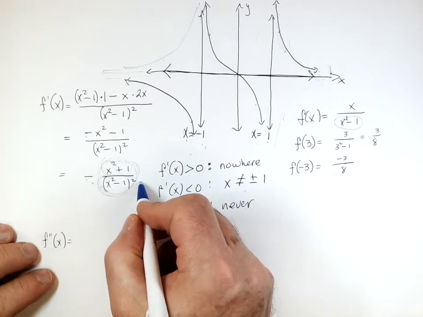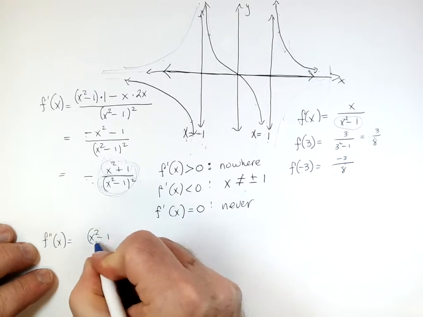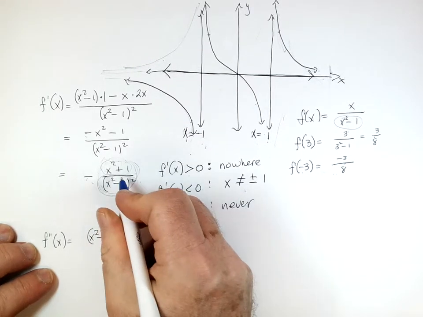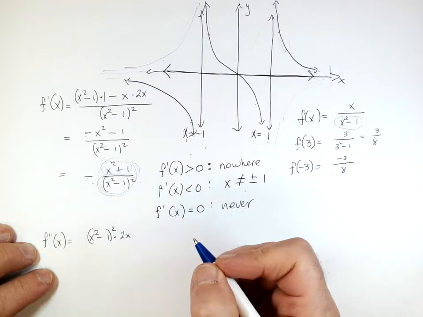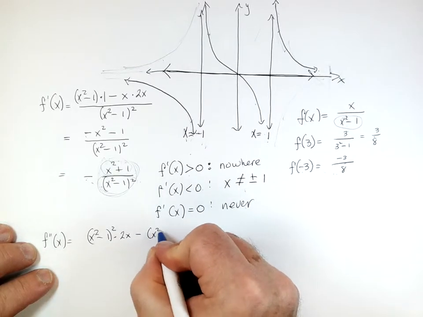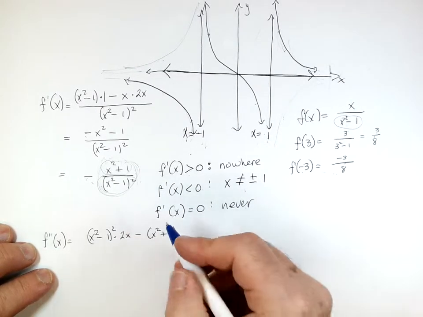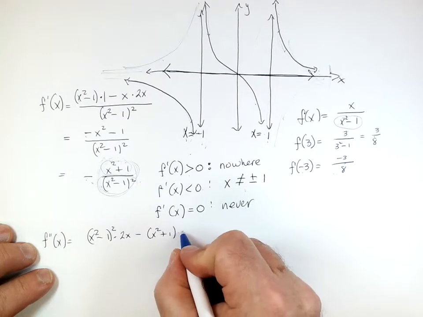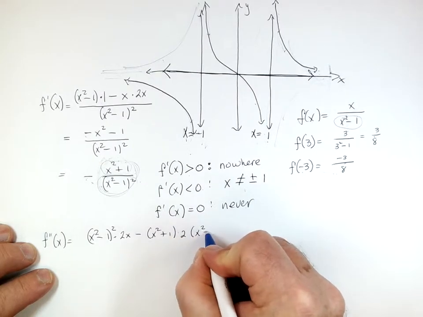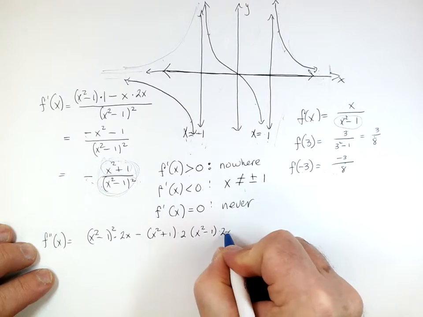So I have a quotient rule. It's denominator times the derivative of the numerator minus the numerator times the derivative of the denominator. And that's 2 times x squared minus 1 times 2x.